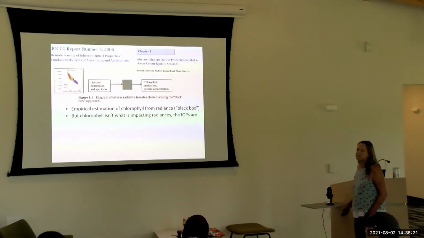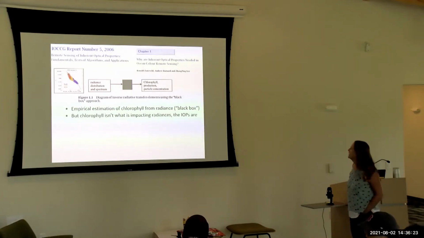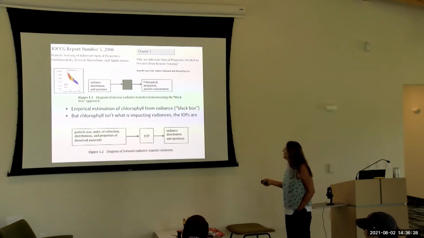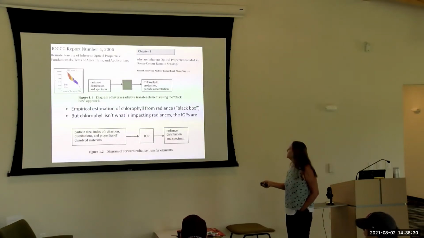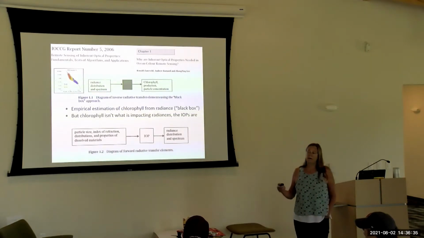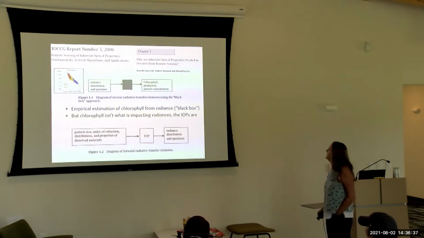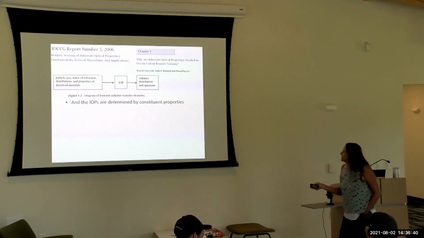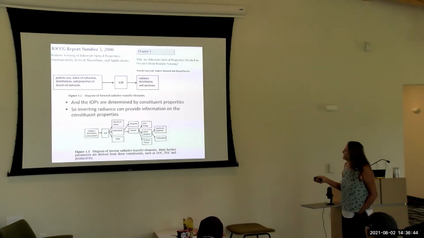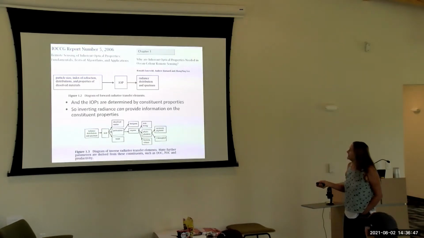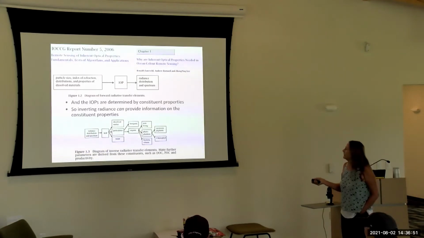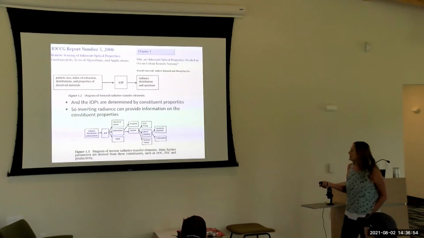So chlorophyll isn't what's impacting radiance, as we know, it's inherent optical properties. And so really, in order to reconstruct the radiance distribution, we need to know those properties, and those properties are determined by the properties of the constituents in the water, and we spent 2 weeks learning about that. And so if that's true, that they're determined from these constituents, then what we can say is if we invert the radiance to get the IOPs, they tell us something about the components, particulates and dissolved matter in water.